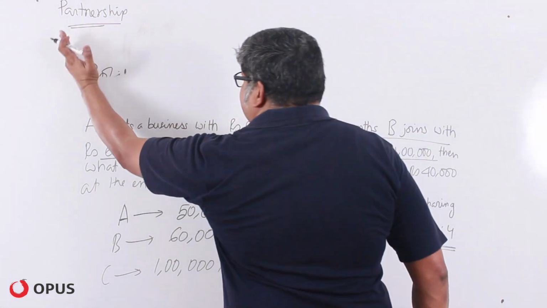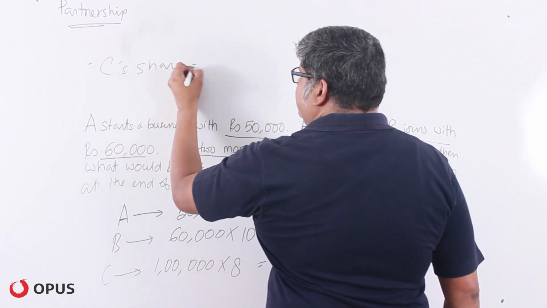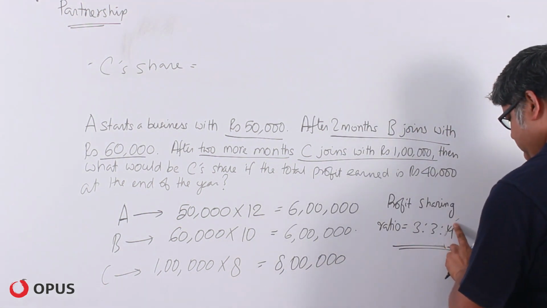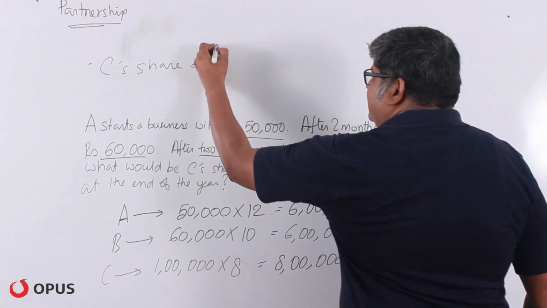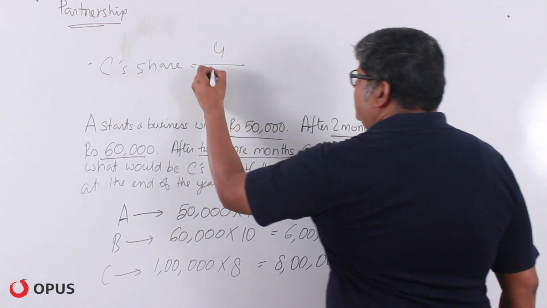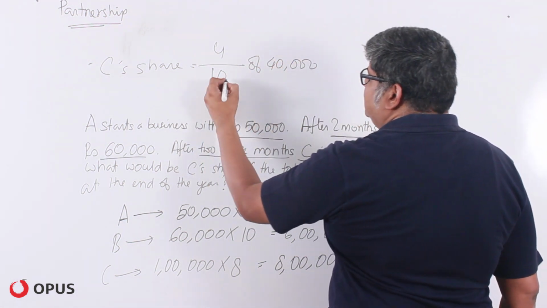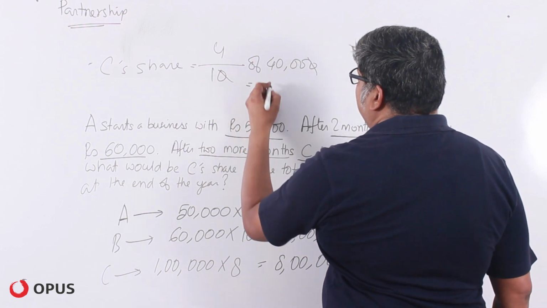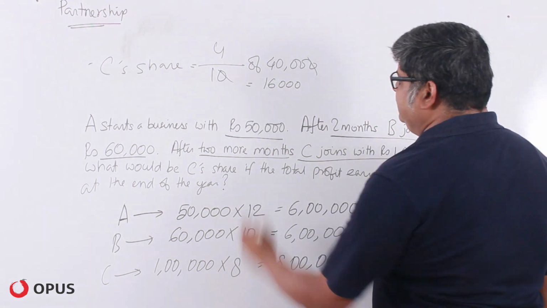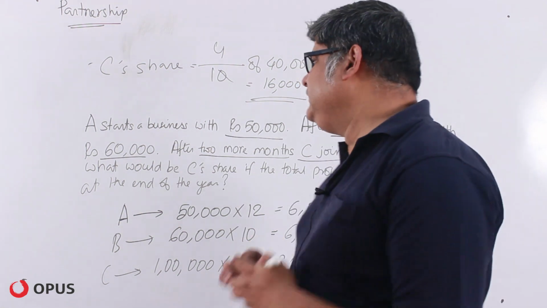So obviously C's share would be nothing but 4 parts out of the total ratio, which is nothing but 3 plus 3 plus 4, which is 10. 4 by 10 of 40,000. If you do the math, it comes to how much? It comes to 16,000. That's our answer. So C's share in this case would be 16,000.